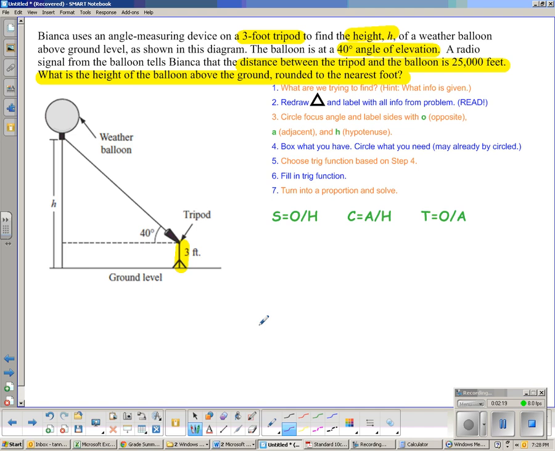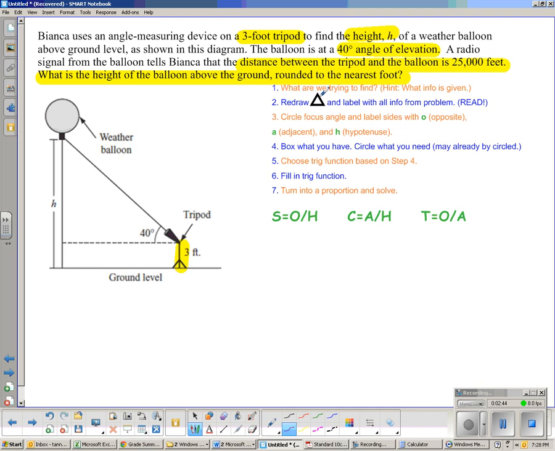Okay, so what are we trying to find? We are trying to find the height of the weather balloon above the ground. So this is real world context. We're not just saying, hey, find EG, find FA, or find angle B. We're saying we want to find out how high this balloon is off of the ground. And that represents a side or an angle. It represents a side. So let's keep going.